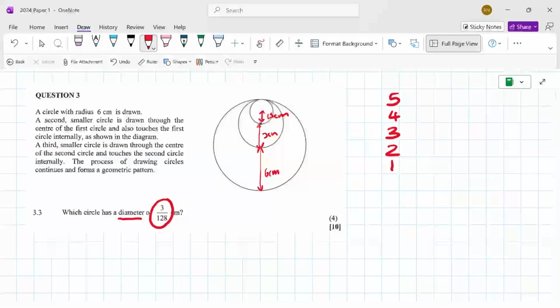I'm going to give you guys 5 minutes to try this one. Let's see if you can get it. What circle has a diameter of 3 over 128? Very similar to what we did before. Now I'm just looking for what circle has a diameter of that. We're at 4 minutes. They keep getting smaller and smaller, but I want to know which one ends up having a diameter of 3 over 128.